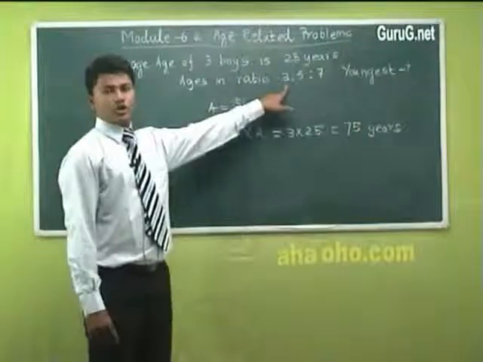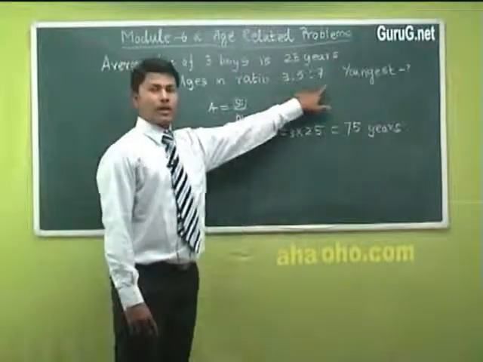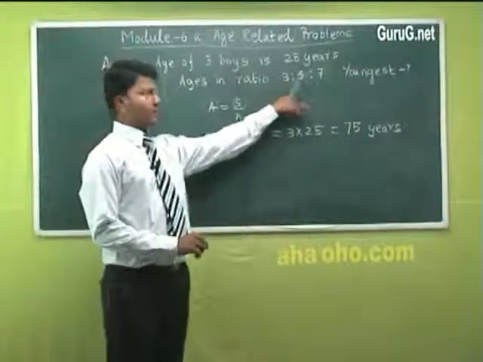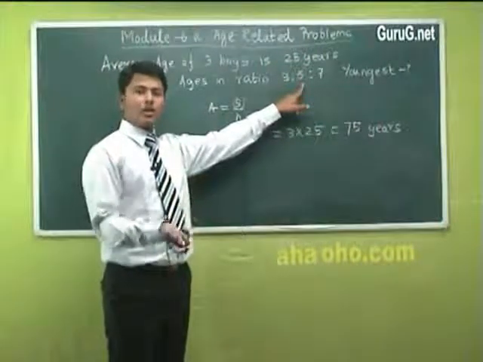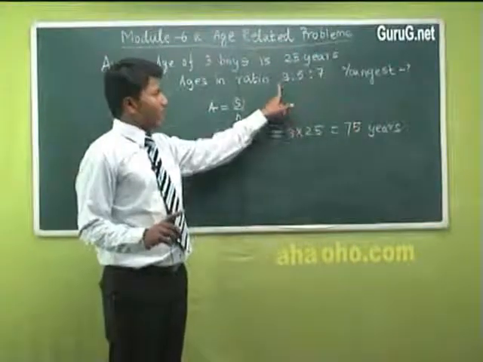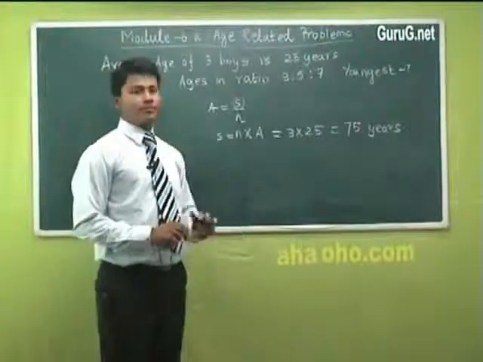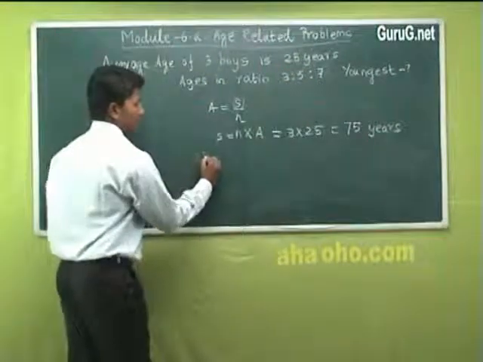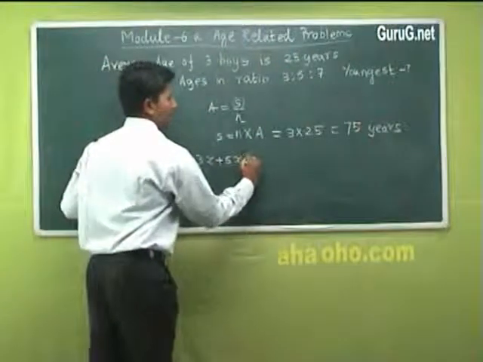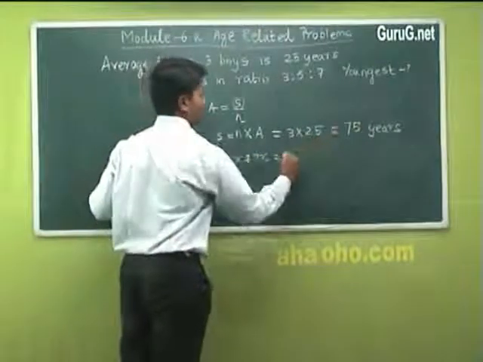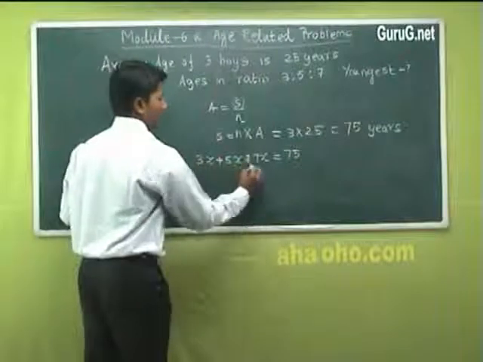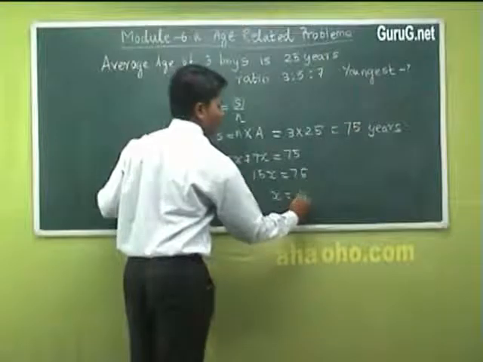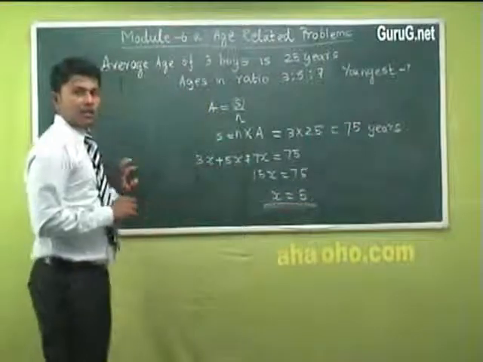Now come to the ratio. It is in the ratio 3:5:7. What is our first job? We have learned to represent it in the form of 3x, 5x, 7x. What is the other method? You can simply add 3 plus 5 plus 7, that is 15. So the total value 3x plus 5x plus 7x is equal to 75. In this case, 15x is equal to 75. x is equal to 5.